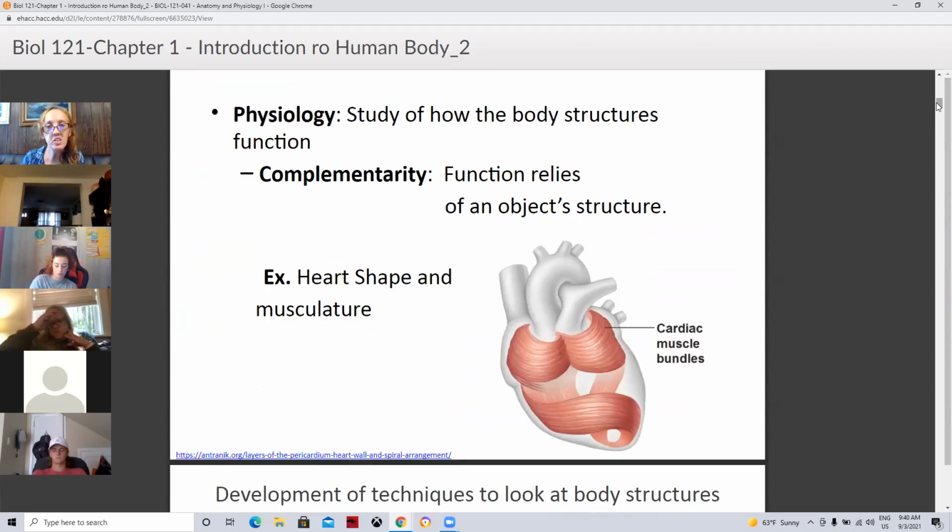Physiology is the study of how body structures function. Complementarity is when a function relies on an object's structure. Structure dictates function. And if we change an object's structure, we change its function.